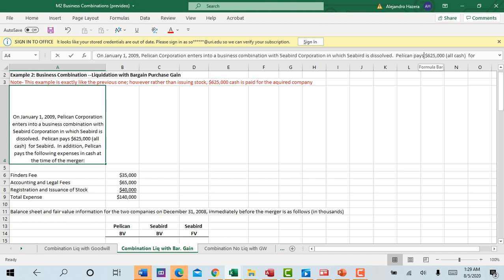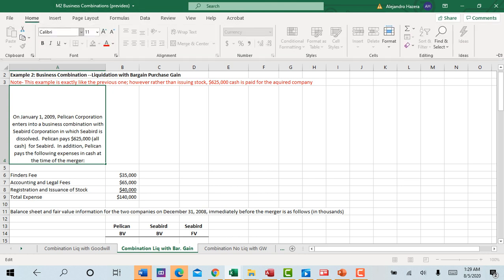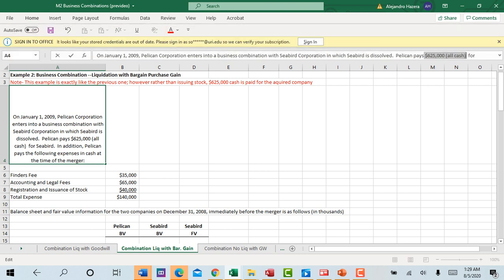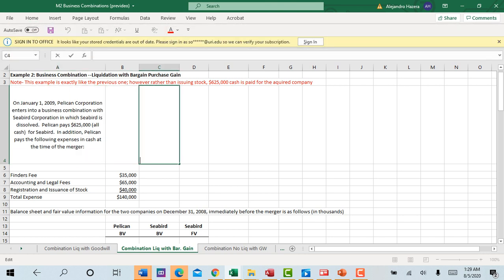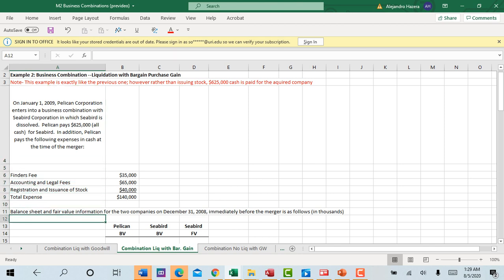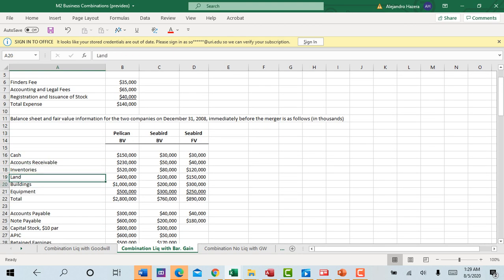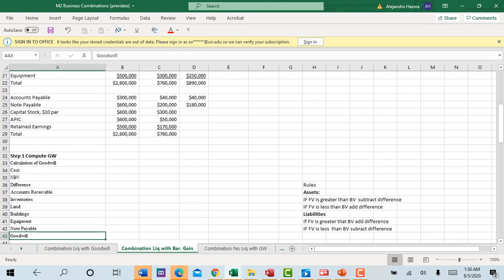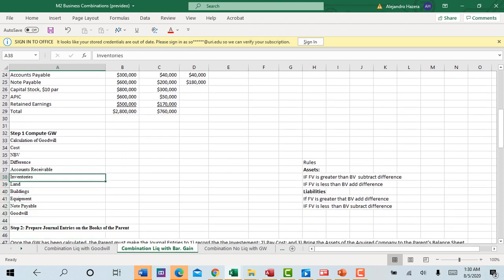So over here we're paying $6.25 all cash, which makes it easier. I'm just going to have to credit cash. So you're paying the shareholders of Seabird cash, all cash. Okay, so here we go again. Same fair values. Here are the balance sheets. Here's the cost, except you're paying $6.25 in cash now. Let's go ahead and compute the goodwill again.